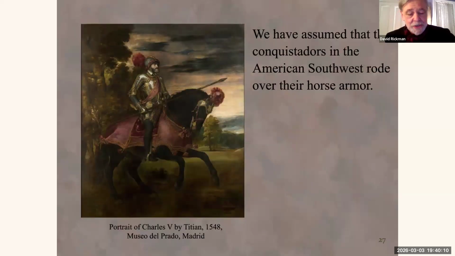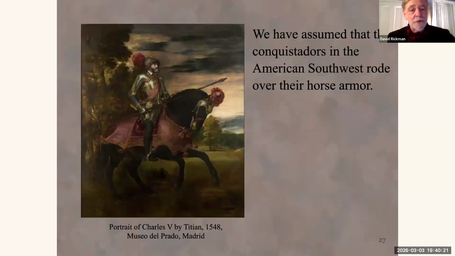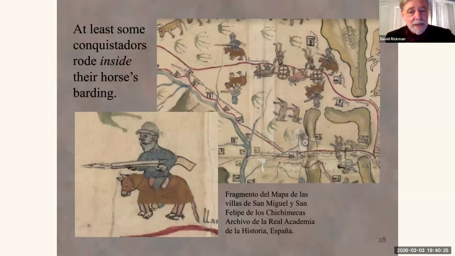Historians have long assumed that the conquistadors of Coronado and later expeditions into the American Southwest all rode over their horse armor, just as European cavalry of the time did. We see here on the portrait of Charles V, he's riding over his horse armor. However, there is a 1580 codex depicting a battle in central Mexico during what is called the Chichimeca War, and it provides evidence that at least some Spanish cavalry had by then adopted the practice of riding inside their horses' bardings.